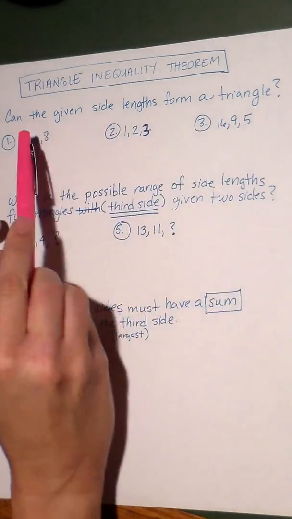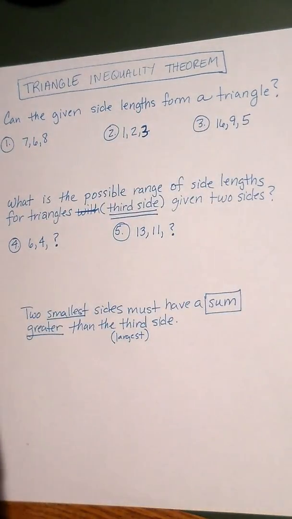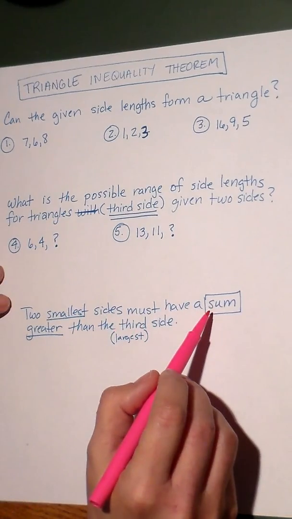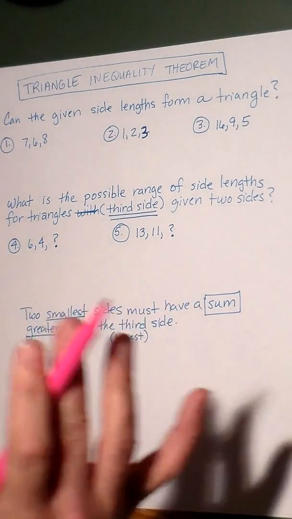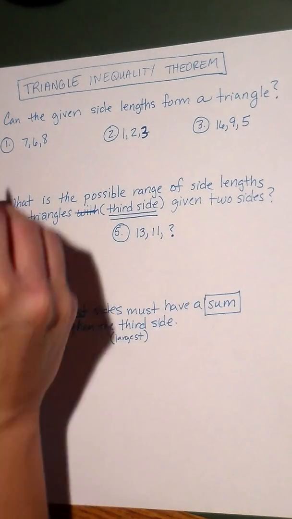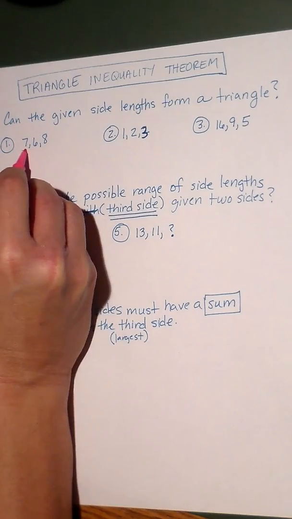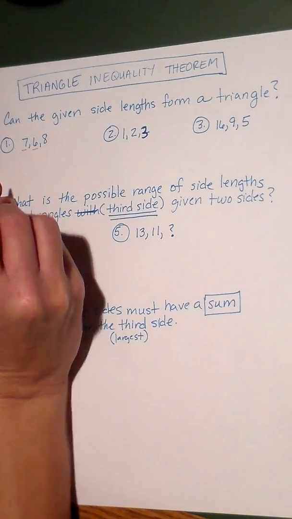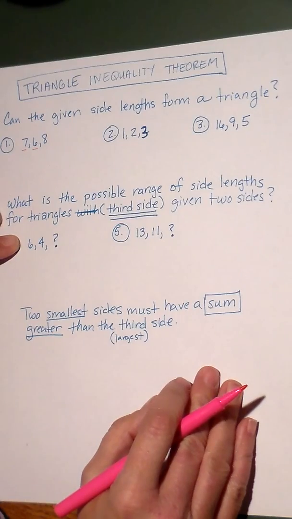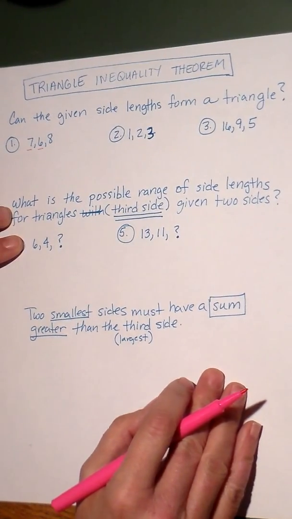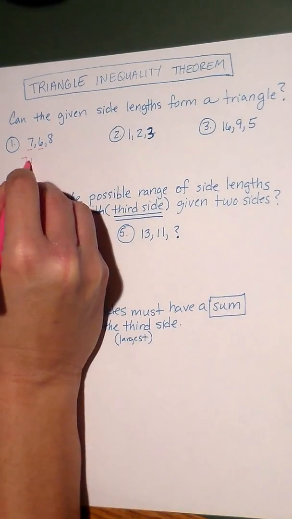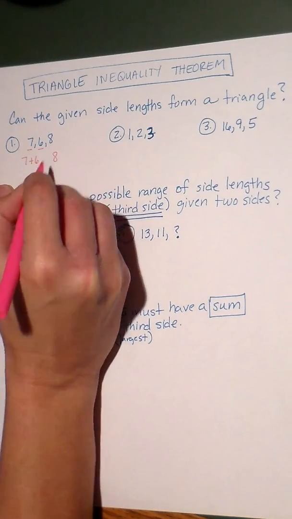Can the given side lengths form a triangle? Well, let's find out. In order for them to form a triangle, the smallest two sides have to have a sum greater than the third side. So let's look at this one. What are our two smallest sides? 7 and 6. So we're going to look at 7 plus 6, and we're going to compare it to 8.